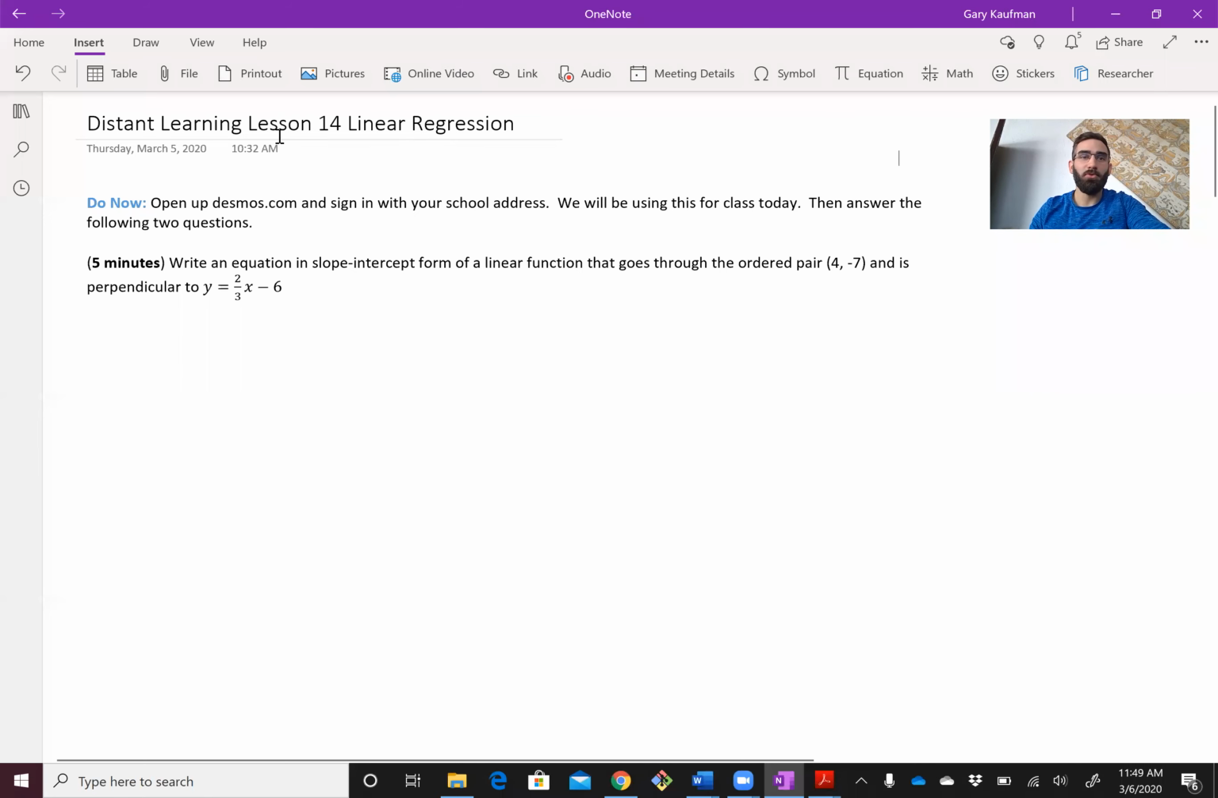Welcome everyone to lesson 14, linear regression. That might seem a little confusing at first, but that's going to be new vocabulary that we're going to learn today. We're going to learn a lot of vocabulary.